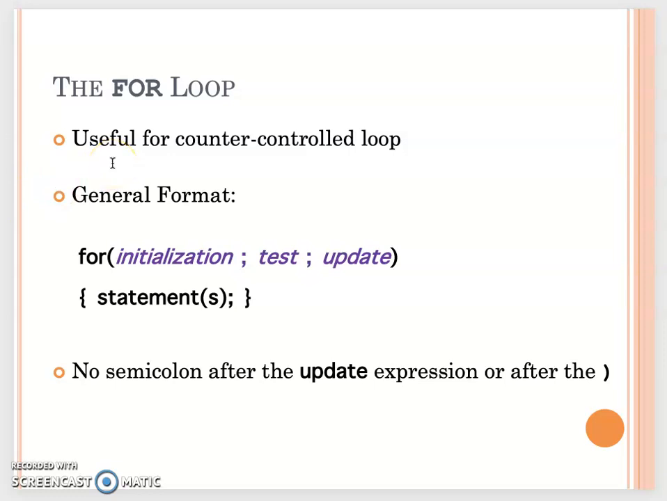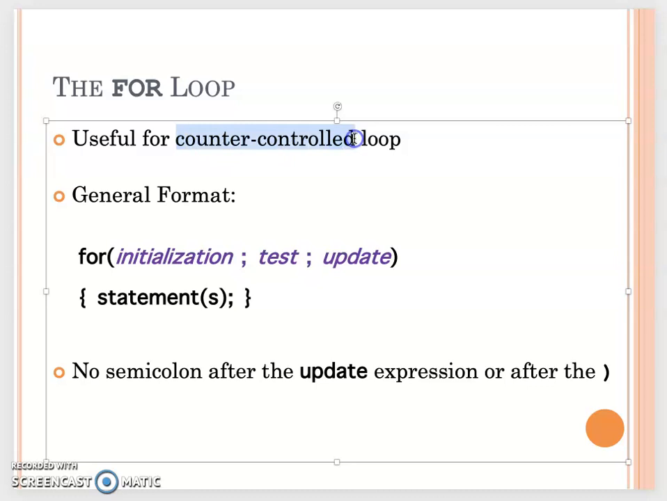The for loop, the same thing, is very useful to repeat, to work on anything you want to calculate or display. But the most important thing about the for loop is that it is a counter-controlled loop. The counter-controlled loop, of course, we did that in the while loop or do-while loop. Then you need to add a counter.